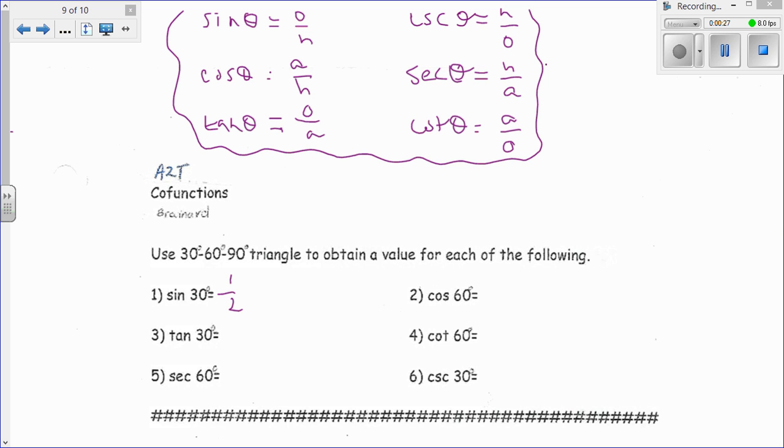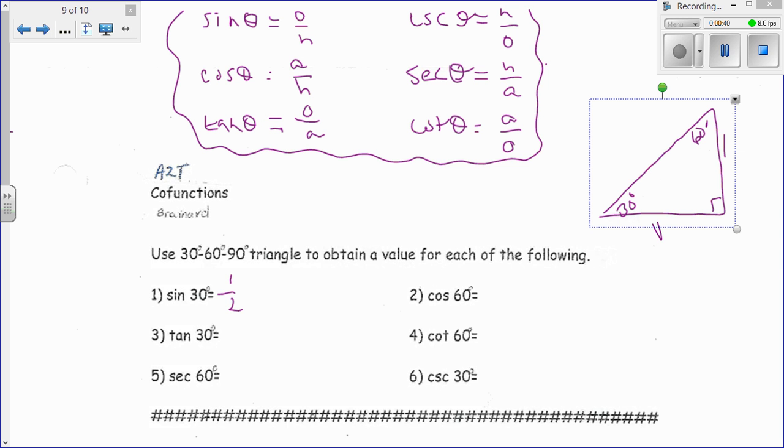So we're going to use a 30, 60, 90 triangle to obtain a value for the following. So 1, radical 3, and 2. So the sine of 30 is opposite over hypotenuse, which is 1/2. Cosine of 60 is adjacent over hypotenuse, which is 1/2.